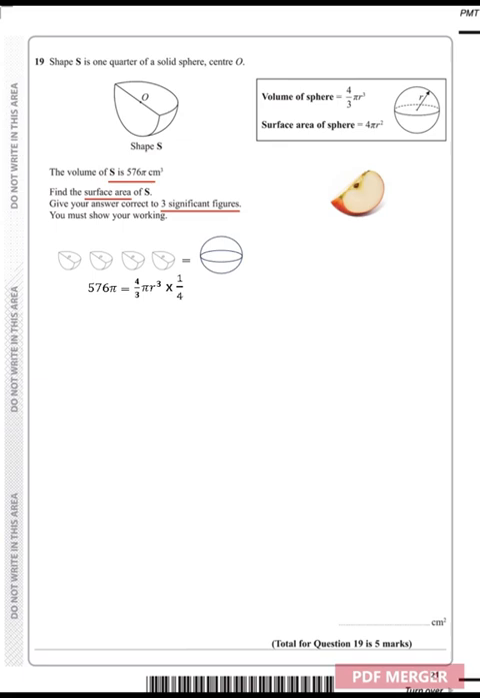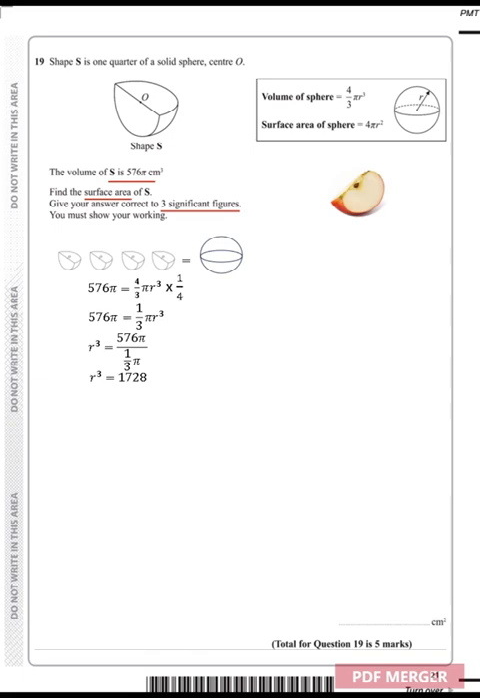Now, simplify the right side of the equation. 4 over 3 pi multiplied by 1/4. In your calculator, this will simplify to 1/3 pi. So 576 pi is equal to 1/3 pi r cubed. Now we need to make radius the subject. So r cubed is equal to 576 pi divided by 1/3 pi. Now the pi's cancel out. In your calculator, when you put 576 pi divided by 1/3 pi, r cubed is equal to 1728.